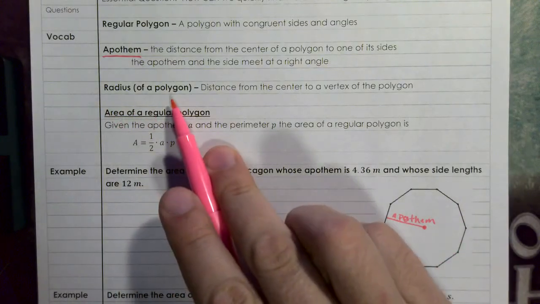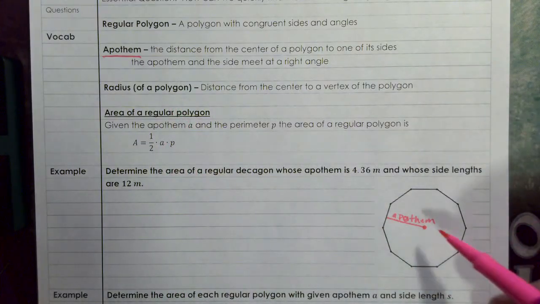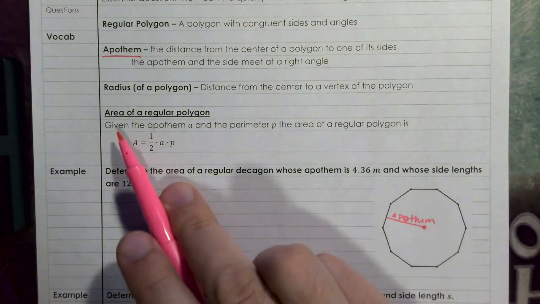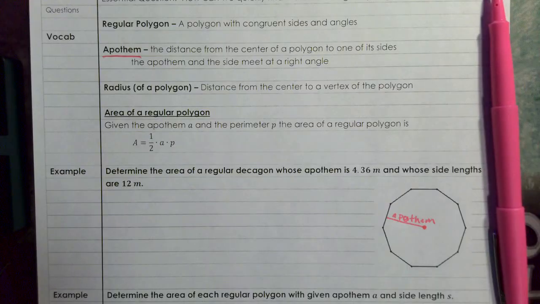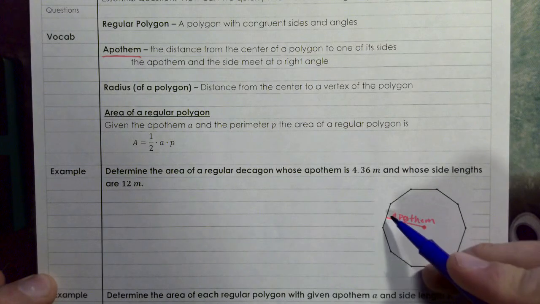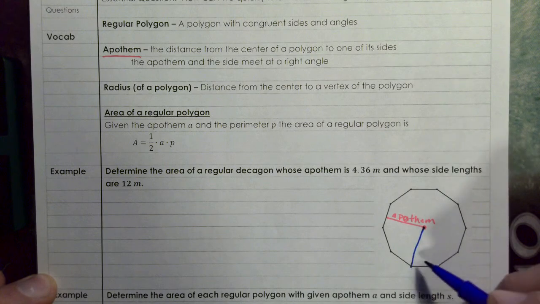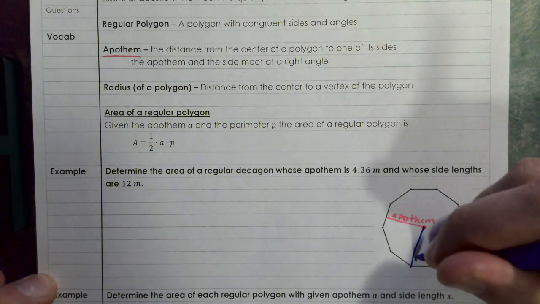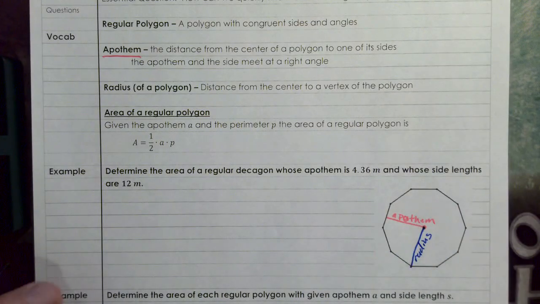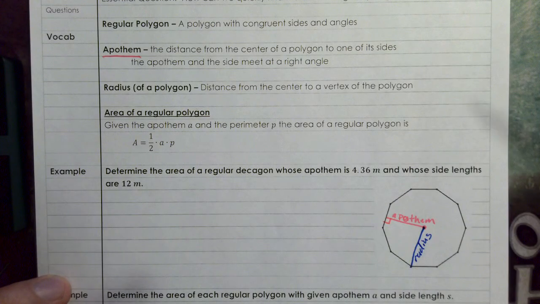There's also a radius of a polygon. So we know that a radius of a circle goes from the center to anywhere on the edge. The radius of a polygon is a little different. It's going to go from that same center, but instead of going to the middle of one of our sides, it is going to go to a vertex. So this is a radius of a regular polygon. But the apothem makes a right angle with one of the sides.